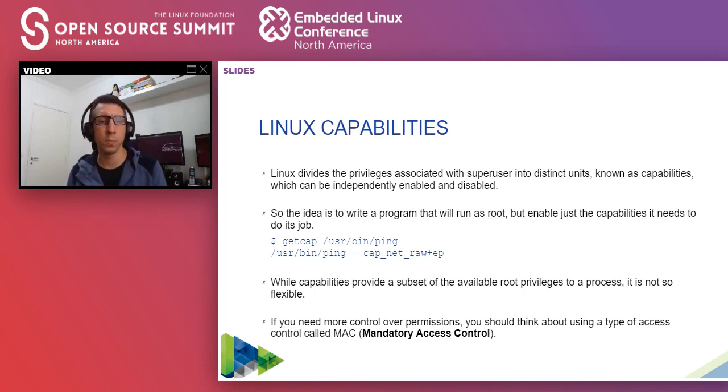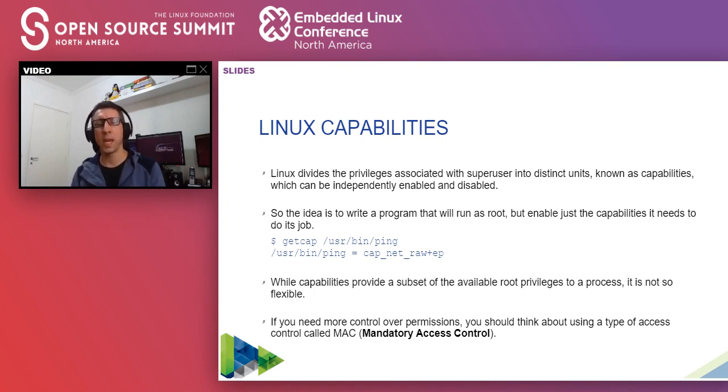For example, there are some implementations of the ping command that have only the CAP_NET_RAW capability enabled, right? So although it runs as the root user, it doesn't have all root access, right? And that's good in terms of security. But capabilities are not that flexible.